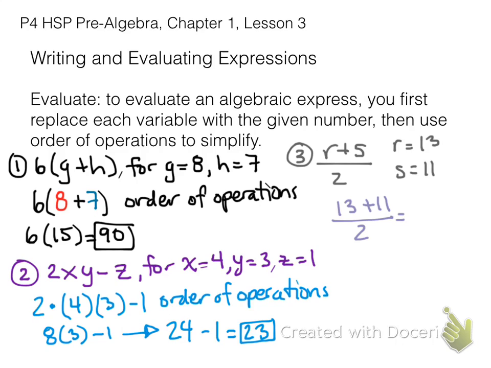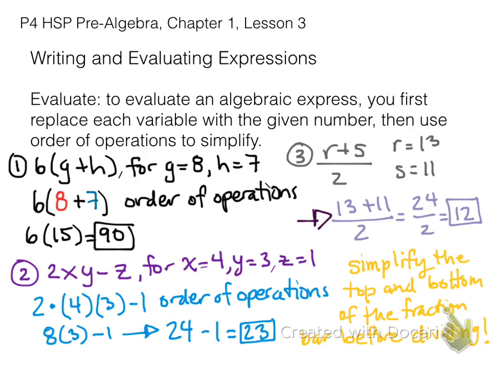Remember, when we have a fraction bar right there, it means that we need to simplify the top and the bottom before we do the division. So it's going to be 13 plus 11 equals 24. 24 divided by 2 is 12. And just a reminder, simplify the top and bottom of the fraction bar before dividing.